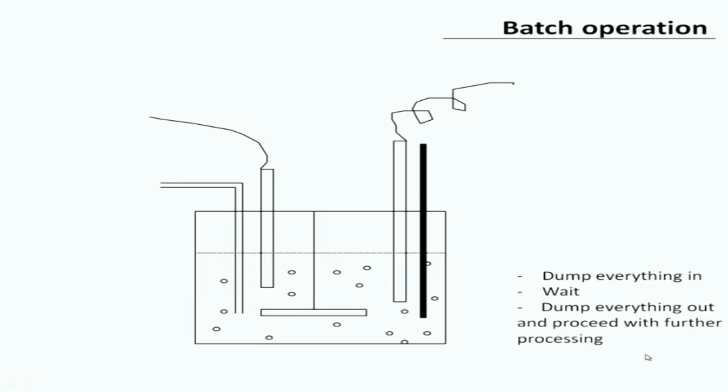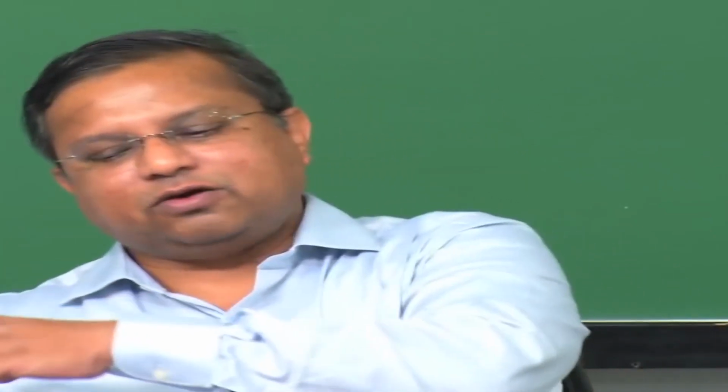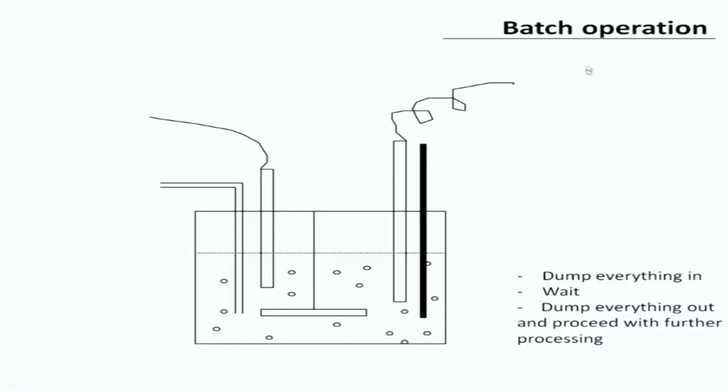So, this kind of an operation where you dump everything in, wait for the process to complete and dump everything out, that kind of a process is called a batch process or a batch operation of a bioreactor. And many processes in the industry are batch. It is very simple, comparatively speaking, to operate batch bioreactors compared to other kinds of operation.